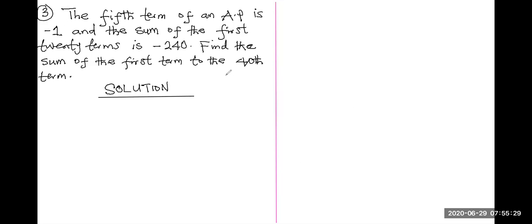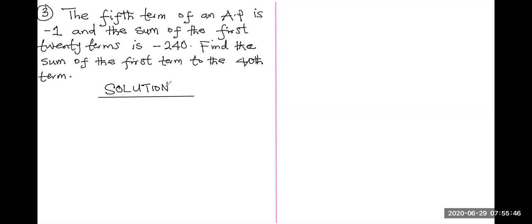Say the fifth term of an AP is minus 1, and the sum of the first 20 terms is minus 240. What are we asked to find? Find the sum of the first term to the 40th term.